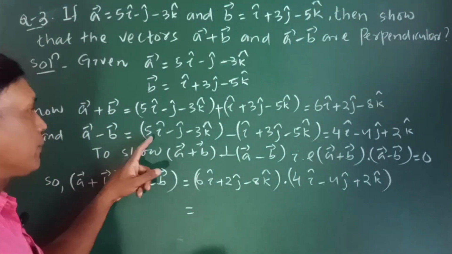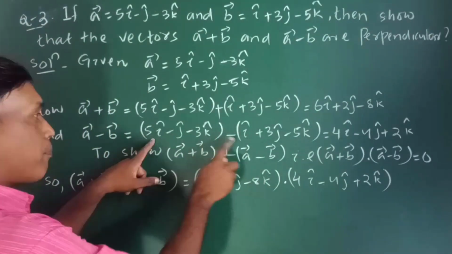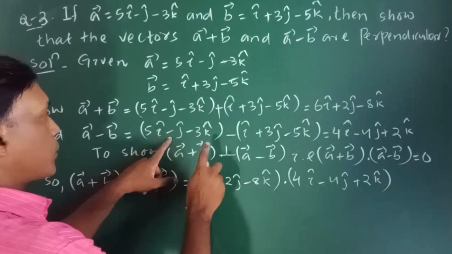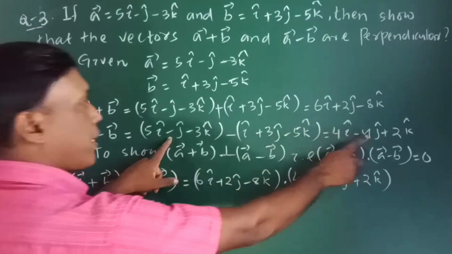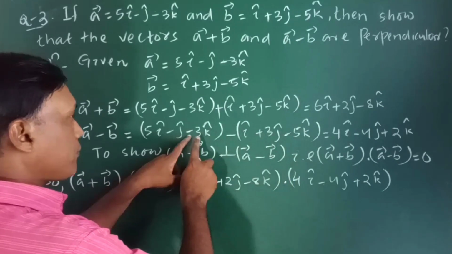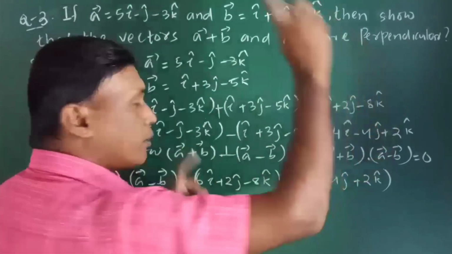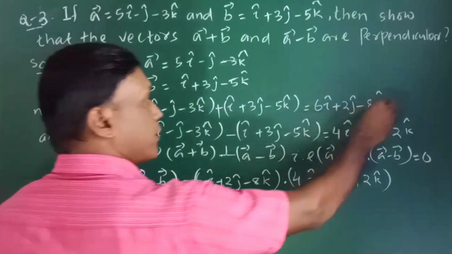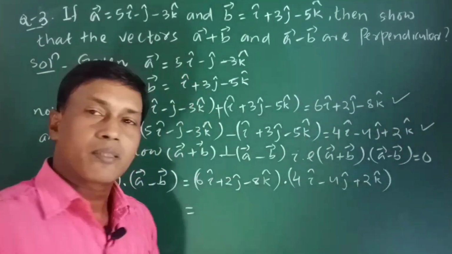A minus B is A vector minus B vector. 5 minus 1 is 4, minus 1 minus 3 is minus 4, minus 3 minus plus हो गया, minus 3 plus 5 is 2k. So this is A plus B, this is A minus B vector.